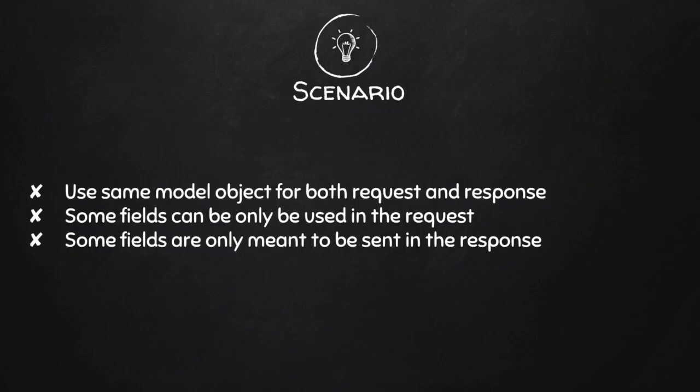Use same model object for both request and response. That is, use the same student object for request as well as for response. Some fields can be only used in the request. Some fields are only meant to be sent in the response, which means our student object can contain like 10 fields, and let us say only 7 fields can be used in the request and 3 fields are meant to be sent back when a response goes out from our API. A pretty tricky situation, right? This situation can be easily handled using @JsonProperty.